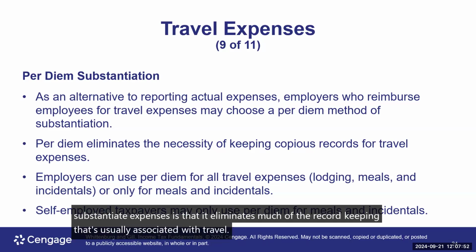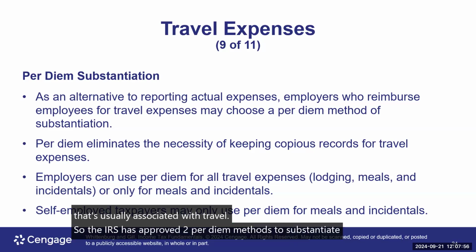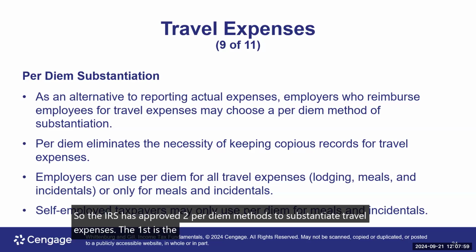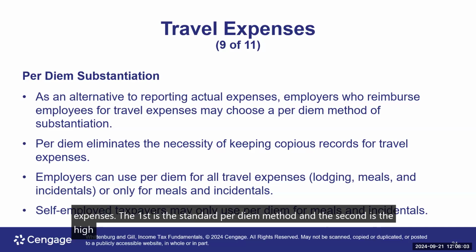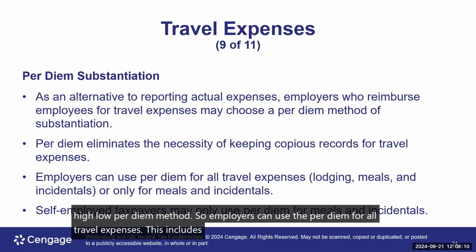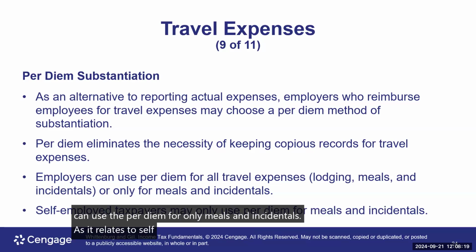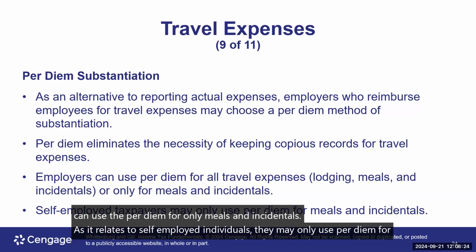So the IRS has approved 2 per diem methods to substantiate travel expenses. The first is the standard per diem method, and the second is the high-low per diem method. Employers can use the per diem for all travel expenses, including lodging, meals, and incidentals, or an employer can use the per diem for only meals and incidentals. As it relates to self-employed individuals, they may only use per diem for meals and incidentals.